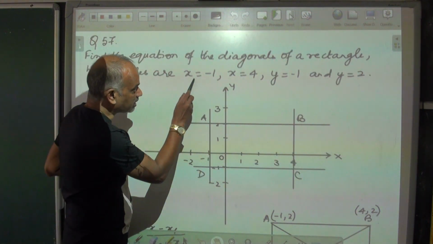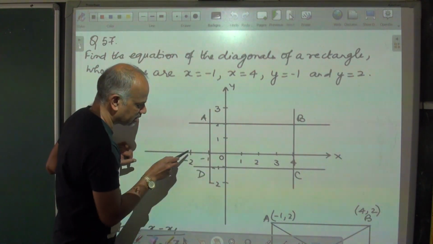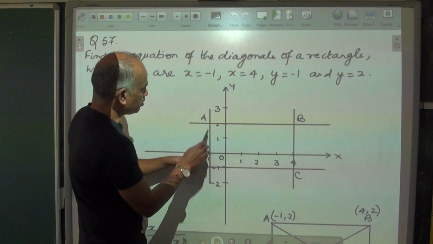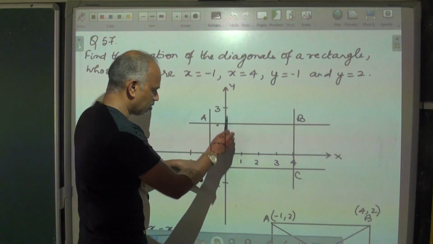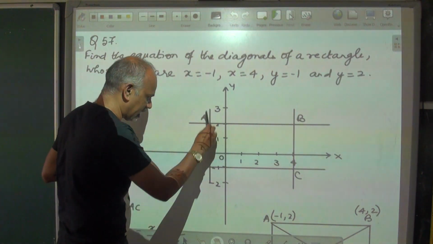It should pass through x value minus 1. This is the x-axis. X value minus 1 is this. So it should pass through minus 1 and it should be parallel to the y-axis. This is the y-axis. It should be parallel to that. That's the line.